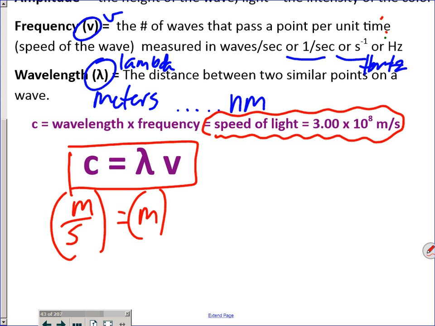Per second. So 1 over seconds is what he's saying. So 1 over seconds comes together to make meters per second. Meters per second. So they all come together to make their equation work. Okay? All right, so now we're going to calculate with one of these. So we're going to start with violet light. Oh, I didn't say that over here.